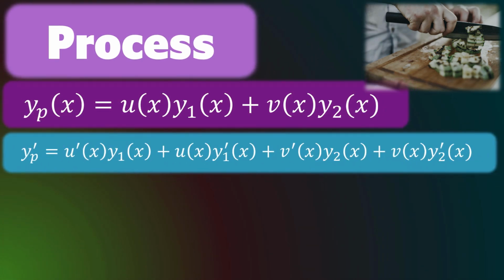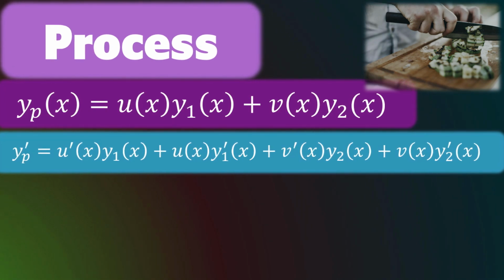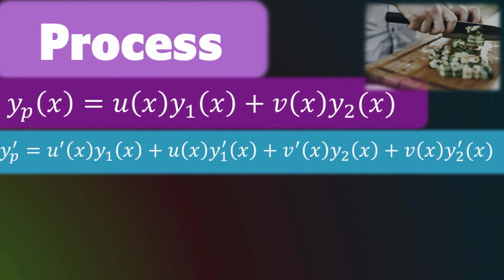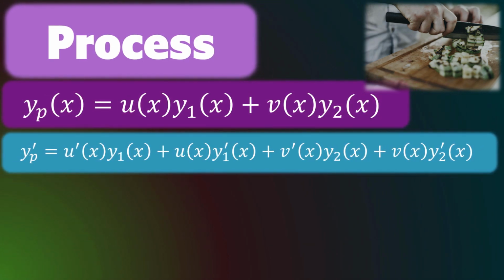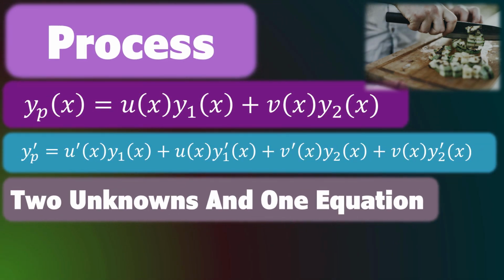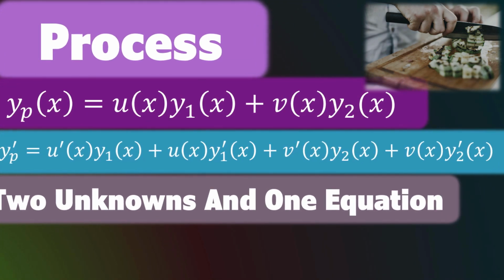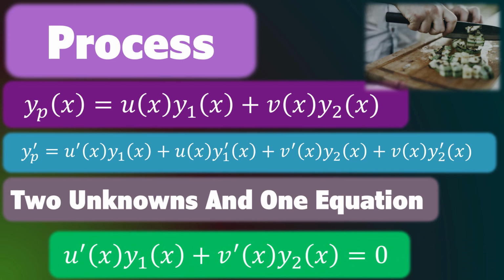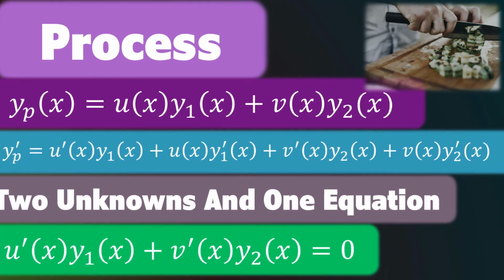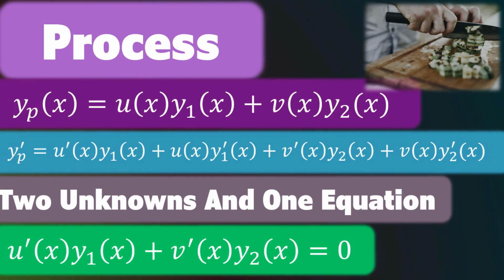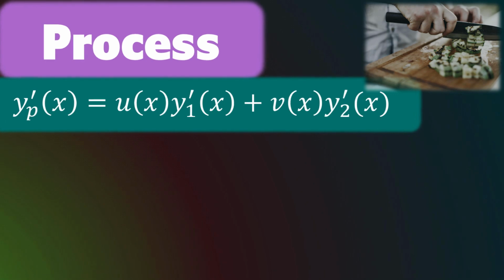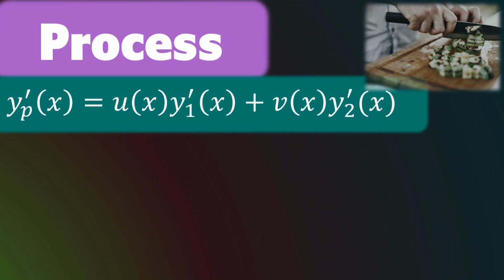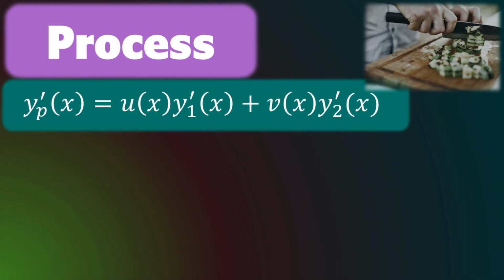Then we can differentiate to get that yp of x dash equals u of x dash times y1 of x plus u of x times y1 of x dash plus v of x dash times y2 of x plus v of x times y2 of x dash. Because we have two unknowns but only one equation, we can impose another condition. We will impose that u dash of x times y1 of x plus v dash of x times y2 of x equals 0. This means that yp dash of x just equals u of x times y1 dash plus v of x times y2 dash.